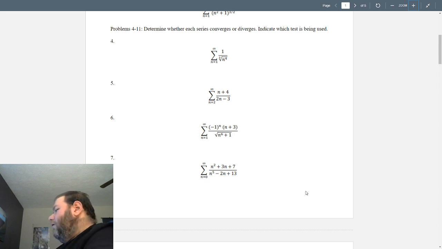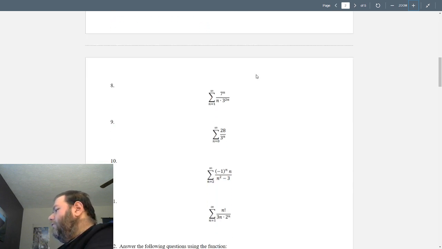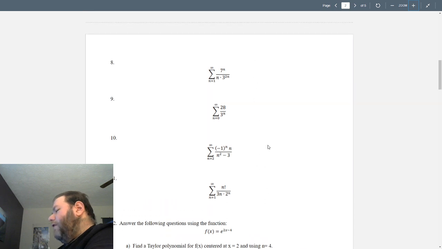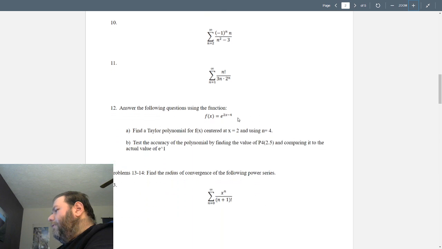So those, 8 through 11, these 4, so 8 of those total that we do like that. 12, here's our function, find a Taylor polynomial centered at x equals 2 and using n equals 4. And then test the accuracy of the polynomial by finding P4 of 2.5 and comparing it to the actual value of e to the first. I'm not positive this part's correct, whether it should actually equal that or not, but we'll discover that together on Thursday.